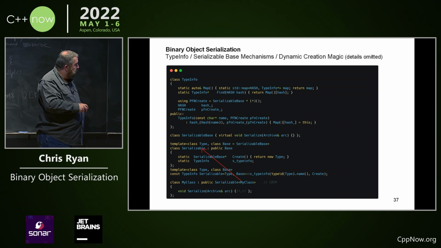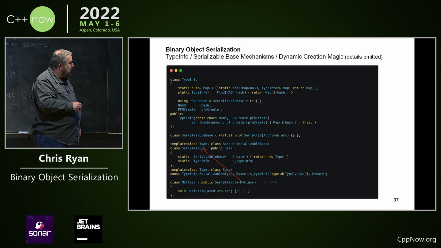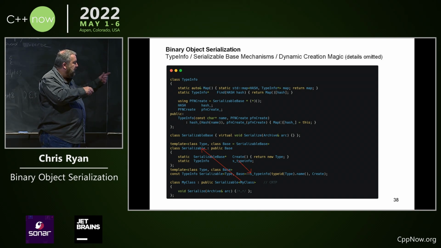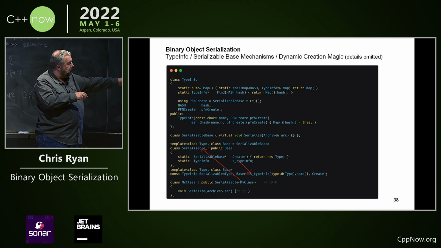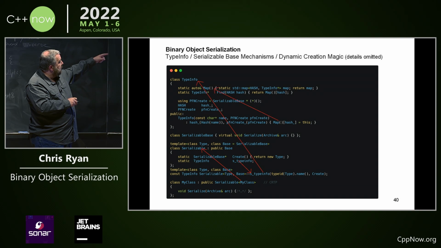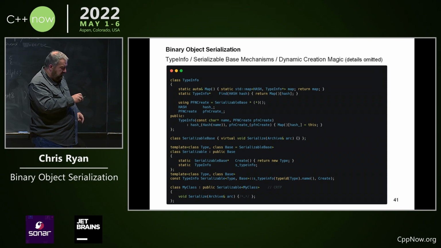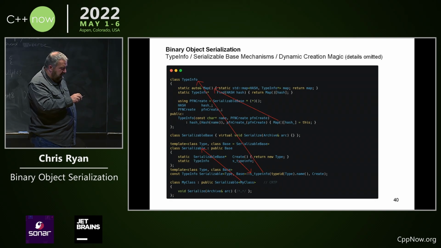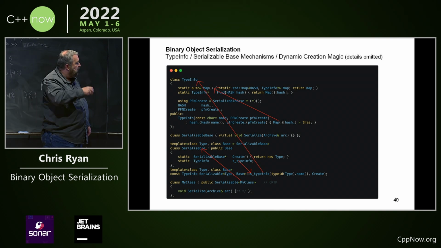Okay, so to string it all together now, my class inherits from serializable. When the serializable CRTP base is created, it has a static function that gets the type info. It creates a static type info, fills it with the information of the type ID and the create, which is one of these, which the constructor gets the map, and fills in this information on that. So it's bouncing up and down quite a bit there.